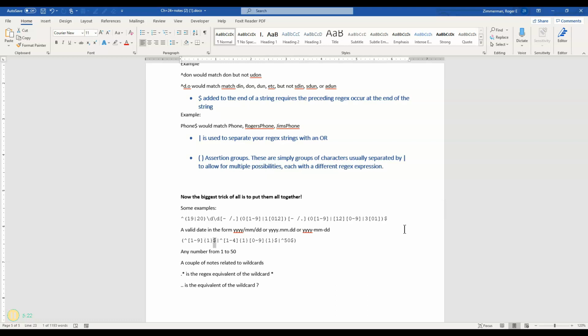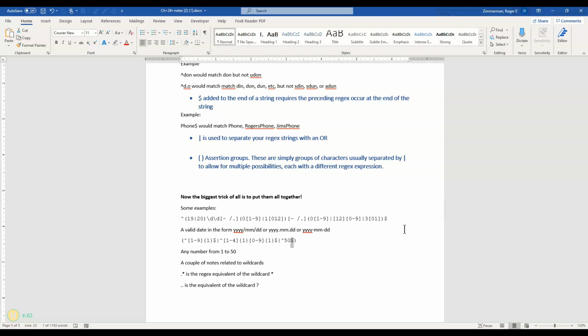So in other words, a single digit would work, 1 through 9, any digit 1 through 9, or beginning with 1 through 4, only one digit, followed by 0 through 9. In other words, 10 through 49. And only one of those, and then it ends. Or it can begin with 50 exactly, and then the end. So now we have covered all of the numbers from 1 to 50.